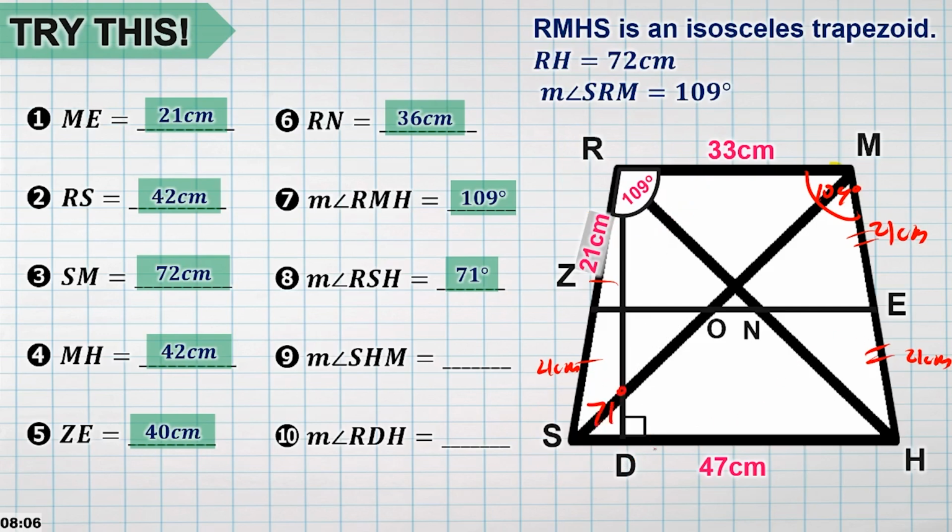Next, how about angle SHM? Ito mas madali. Sige, Miracle. Ano sa tingin mo yung sukat niyan? 71 po, sir. Very good. Now, bawi. So it's gonna be 71 degrees. Base angles are congruent in an isosceles trapezoid. So it's gonna be 71.